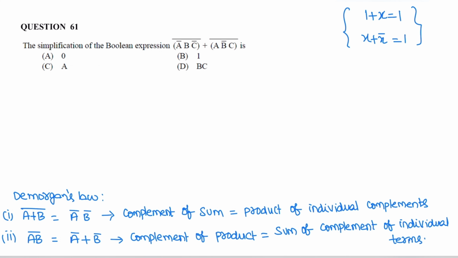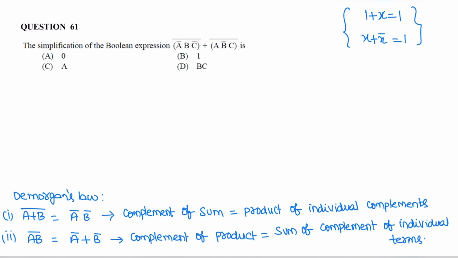Next question. The simplification of Boolean algebra. The expression is given. We need to simplify the given expression. We know from the laws of Boolean algebra that 1 plus x is 1, and x plus x bar is 1. Also De Morgan's law: (a plus b) whole bar is a bar times b bar, and (ab) whole bar is a bar plus b bar. That is, the complement of a sum is the product of the individual complements, and the complement of a product is the sum of the complements of the individual terms. Let us apply De Morgan's law as well as these two laws of Boolean algebra.